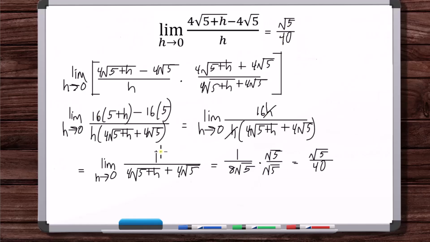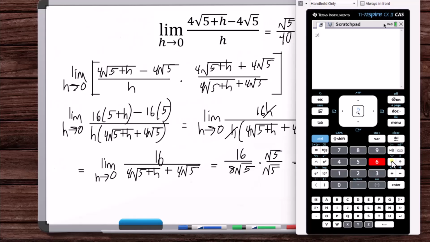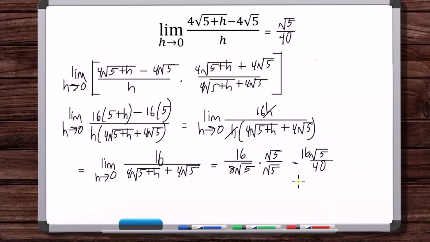Or no, wait, this is 16. So this is 16 root 5 over 40. So 16 over 40 is 2/5. So 2 root 5 over 40, or 2 root 5 over 5.